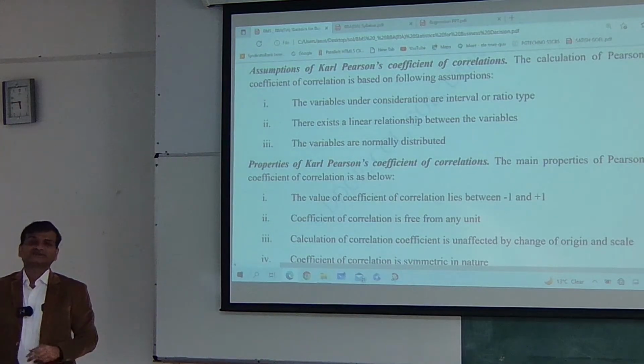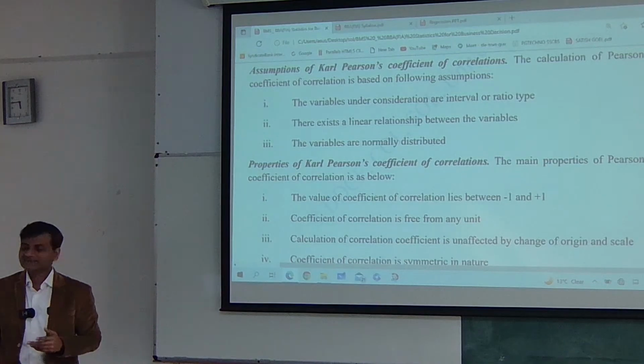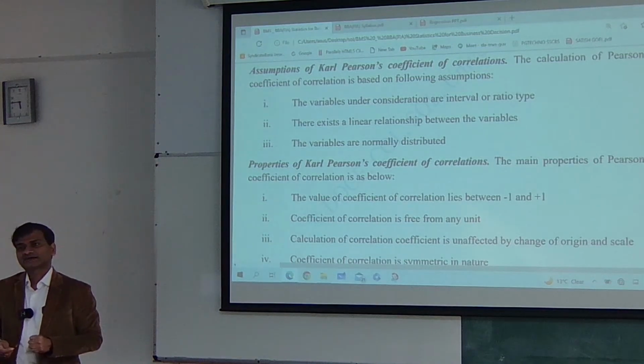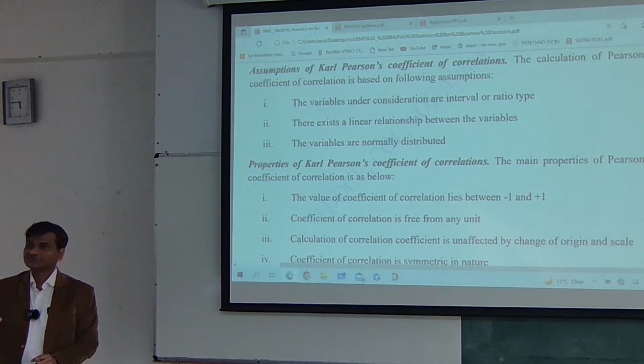Further, the variables should be normally distributed. So these are the 3 assumptions. Whenever you are applying or determining the correlation coefficient, you should keep in mind that your data should follow these 3 assumptions.